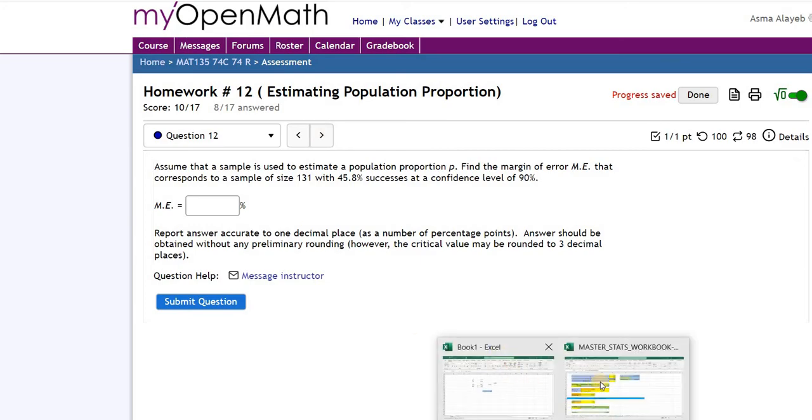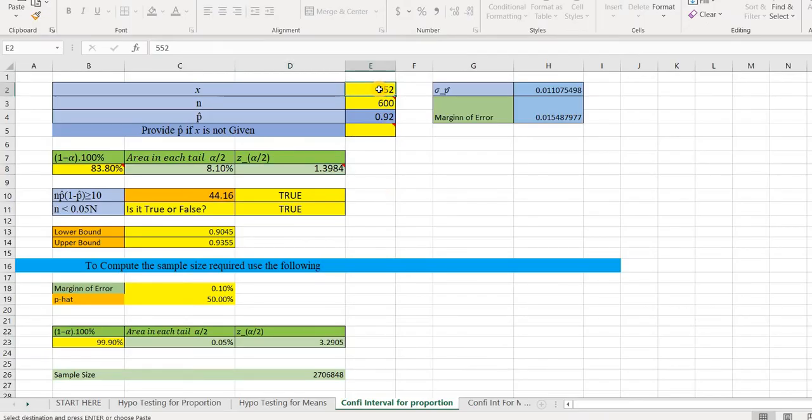I'm going to head to my sheet, and I will remove x since I don't have an x here. N is 131, and p hat is 0.458, and then the level of confidence is 90%. Now what I need is the margin of error.